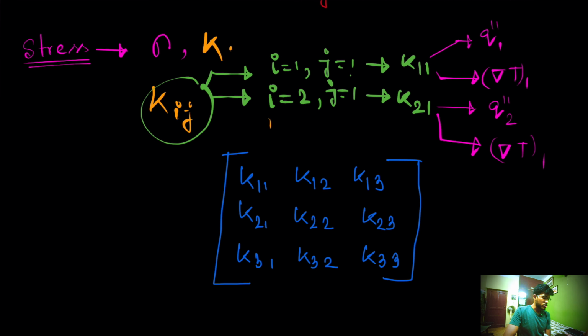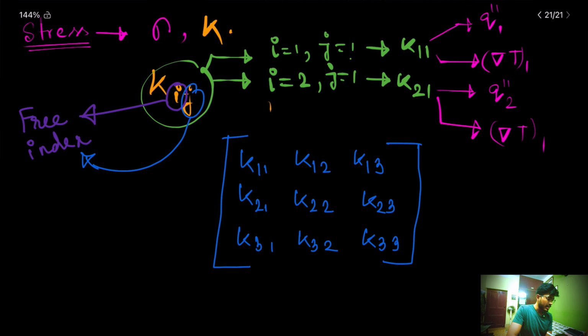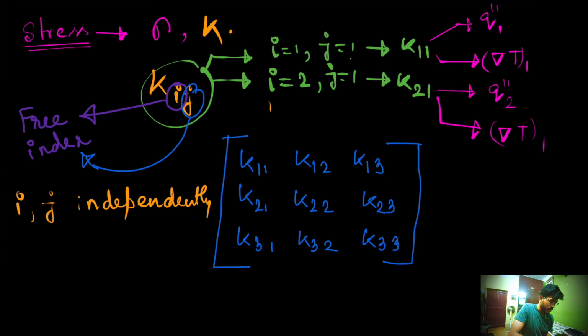So you see, each of these indices is a free index. This is a free index, and this is also a free index. So separately, i and j, let me write it: i comma j independently, these words are very important, independently can take 3 values.